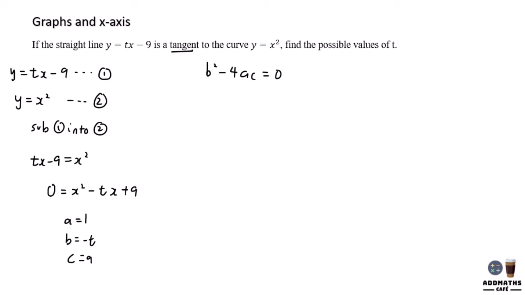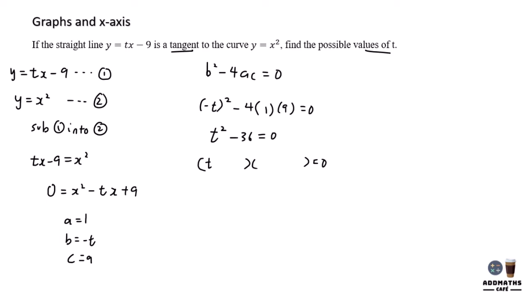Apply all the values of a, b, c into this formula, you'll be getting this answer. And you need to find the possible values of t. So negative t squared, you will get t squared minus 36 equal to 0. So open the bracket over here.